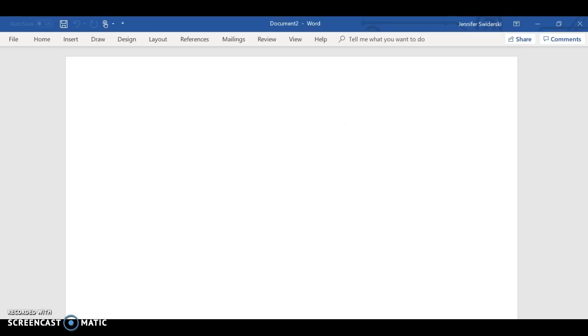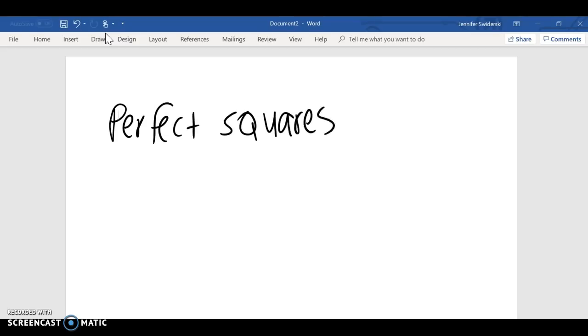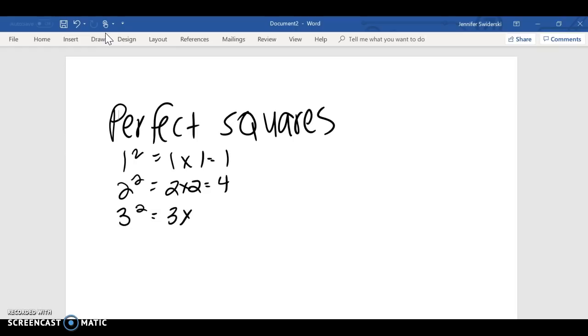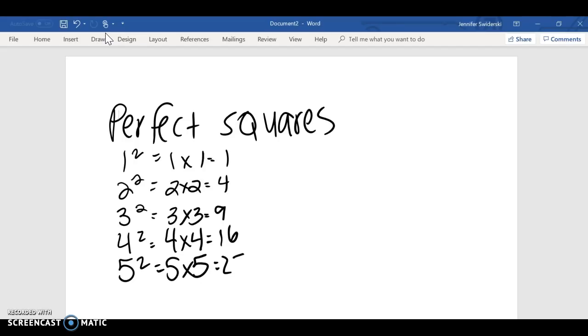What I want you to write down somewhere in your notes is this idea of perfect squares. A perfect square is created when I have a number squared. So 1 squared. Well, what's 1 times 1? It's 1. 2 squared, 2 times 2, that's going to give me 4. 3 squared, 3 times 3, that's 9. 4 squared? That's 4 times 4. 4 squared is 16. 5 squared? That's 5 times 5, it's 25. What about 6 squared? That's 6 times 6.